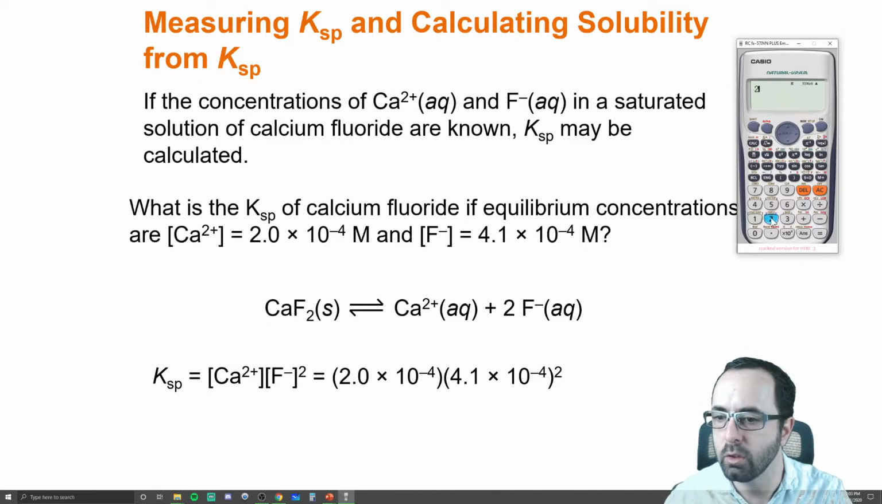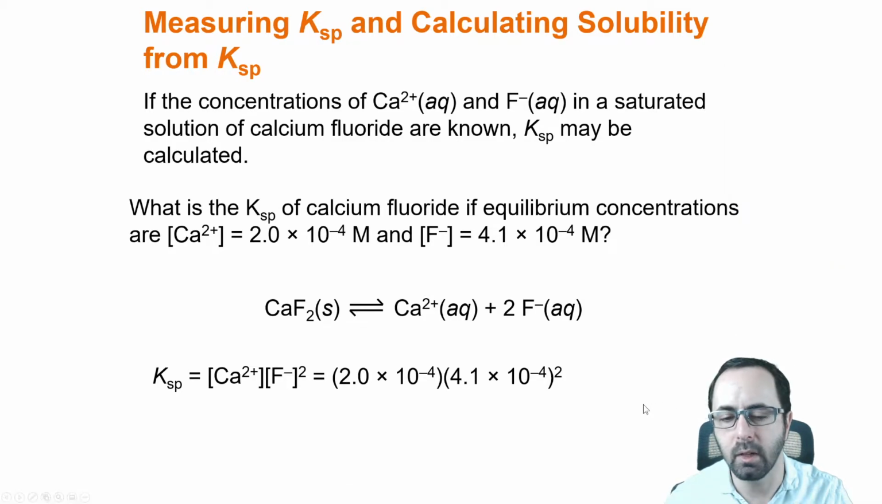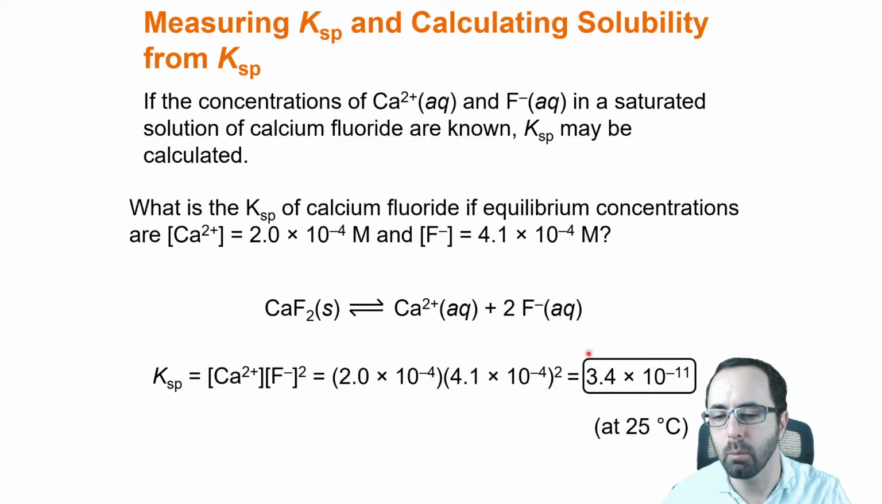We have 2.0 times 10 to the minus 4 times 4.1, which we use our EE, times 10 to the minus 4, and we're going to square that one. And that is equal to, to 2 sig figs, 3.4 times 10 to the minus 11. So the Ksp is 3.4 times 10 to the minus 11. So that is how you would determine the Ksp.